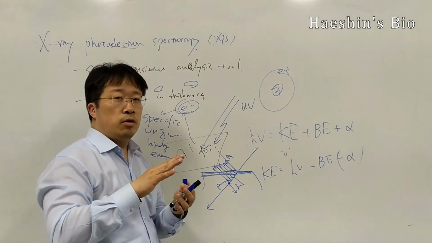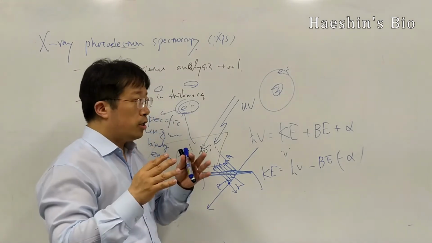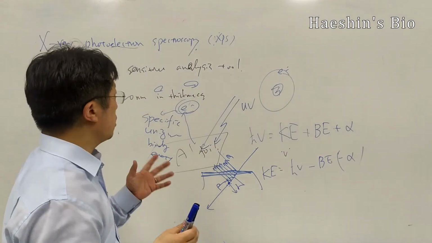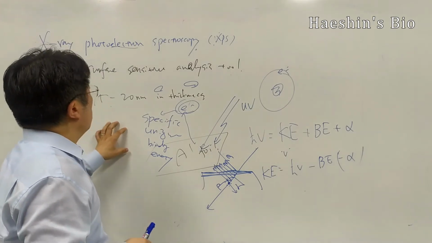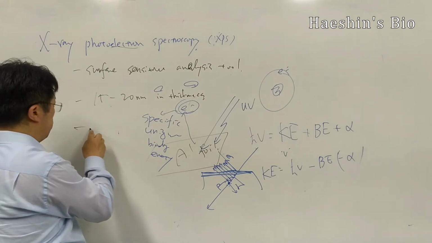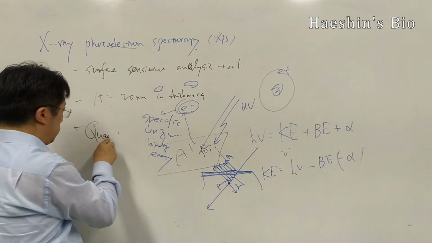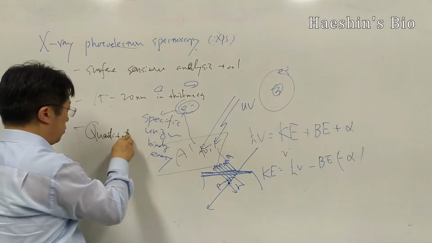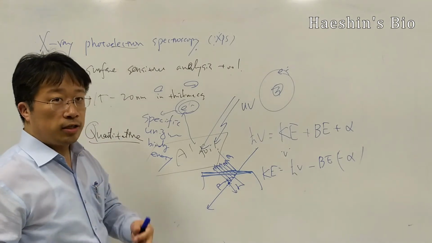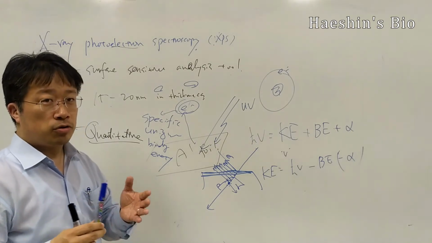So that's why X-ray photoelectron spectroscopy is generally a surface-sensitive technique. This is a spectroscopy, so it is quantitative. It is a quantitative tool, not a qualitative tool. A qualitative tool is called spectrometry, not spectroscopy.